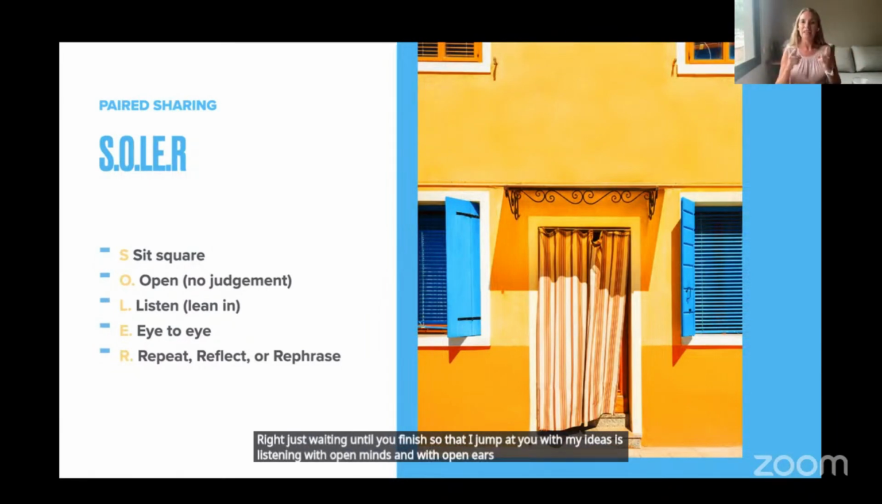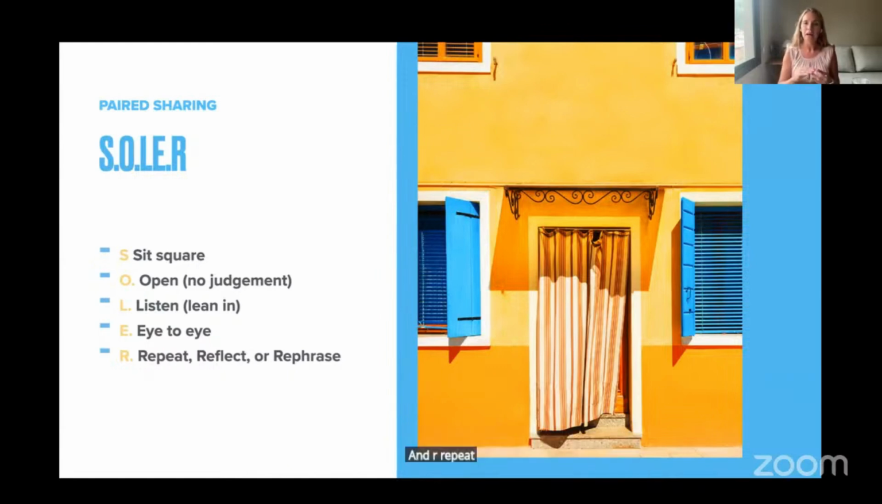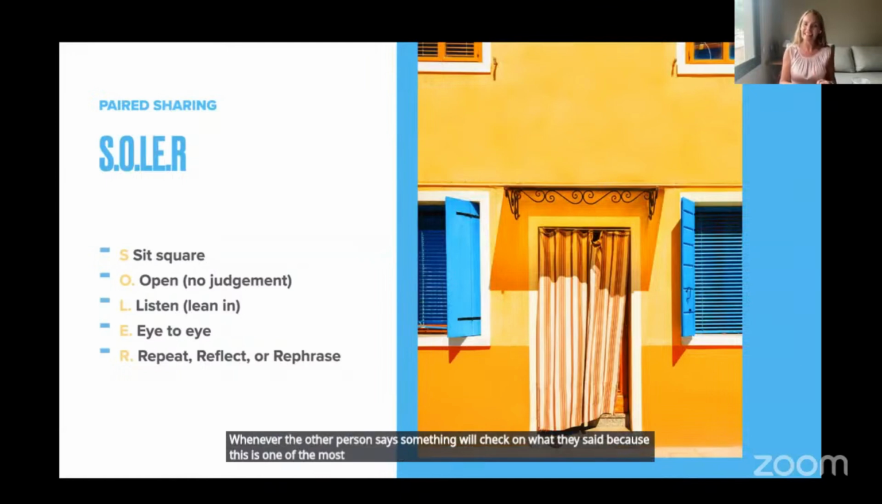E, eye to eye, look into the person's eye. And R, repeat, reflect, paraphrase. Whenever the other person says something, recheck on what they said, because this is one of the most important sources of misunderstanding.